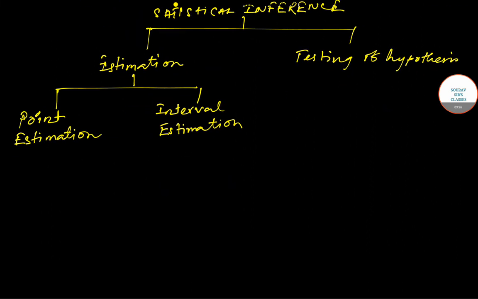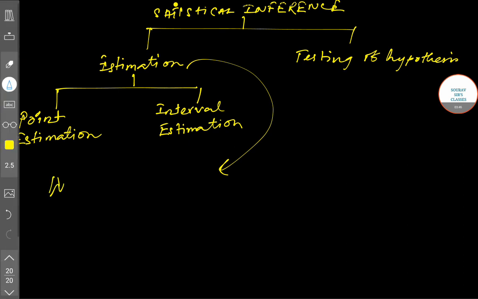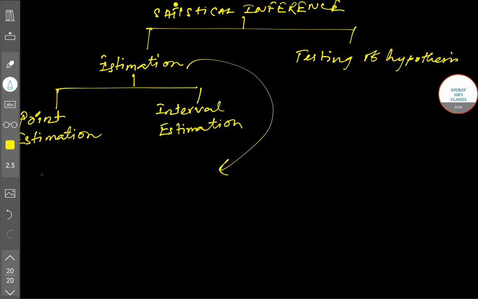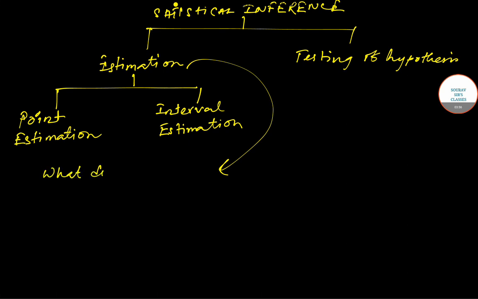So we have covered the meaning of statistical inference. So what do we mean about statistical inference? Then the major part, that is the estimation and testing of hypothesis. There are two kind of estimation, that is the point estimation and interval estimation. Next we want to see what do we mean by estimation?